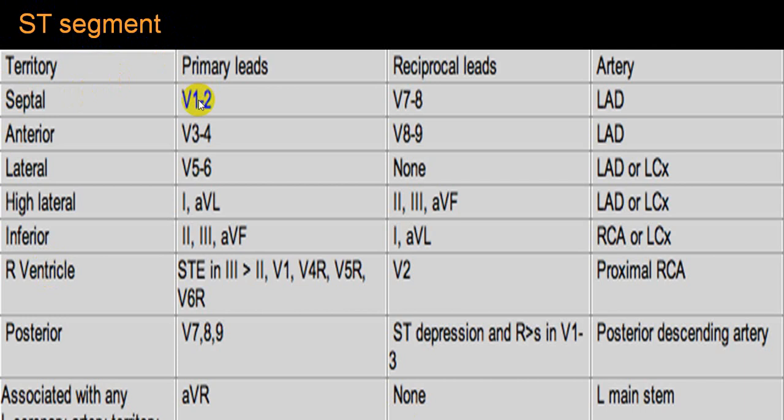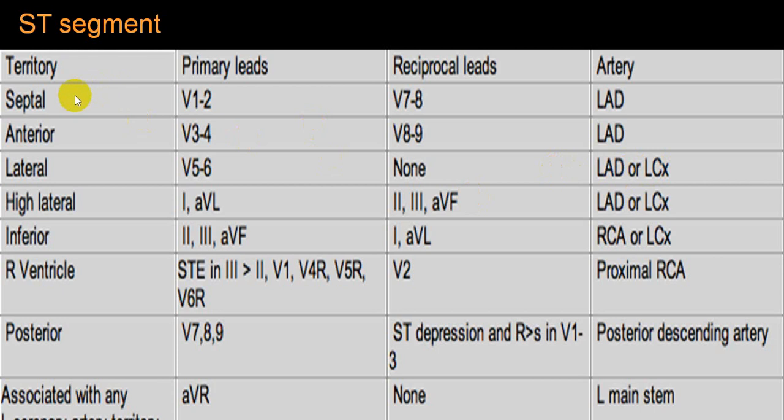If there is an ST elevation in V1, V2, it is anteroseptal, or we call it septal, and there will be reciprocal changes in V7 and V8. The artery involved will be LAD. If it is in V3, V4, we call it anterior wall. Reciprocal changes you will get in V8 and V9, and LAD will be involved. Lateral is V5, V6, but there are no reciprocal changes in any specific leads. And the artery involved may be LAD or left circumflex, depending upon the arterial supply.